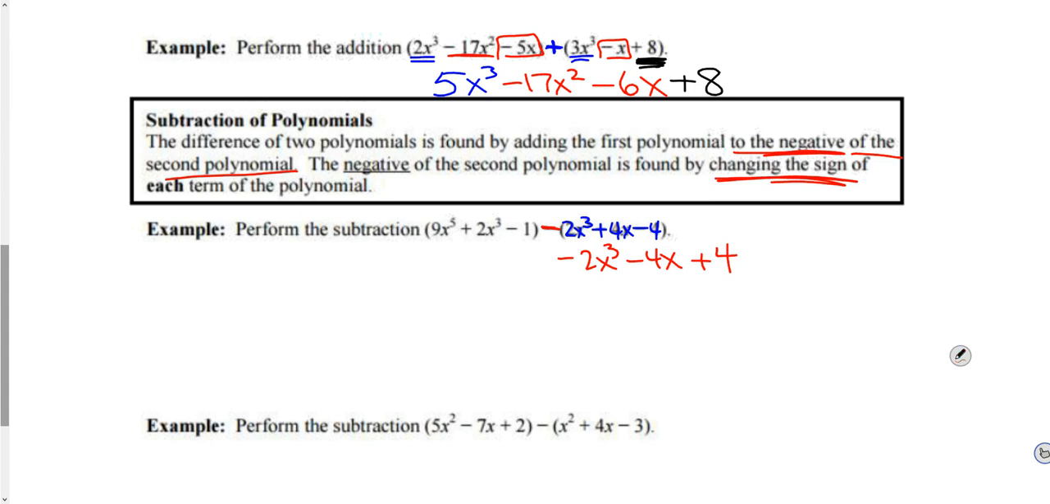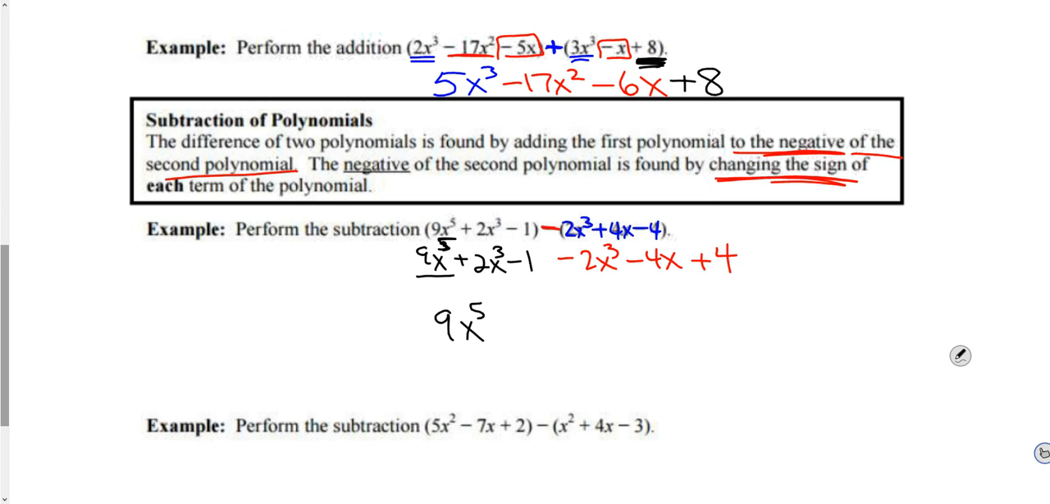like terms. So I have 9x to the third plus, oh wait, is that a 5? Yeah, that's pretty blurry up here. So 9x to the 5 plus 2x to the third minus 1. And now we do it just like the other one. So now we just combine like terms. So I'm starting from the highest one, this one. It can't go together with anything else, so I just bring it down.